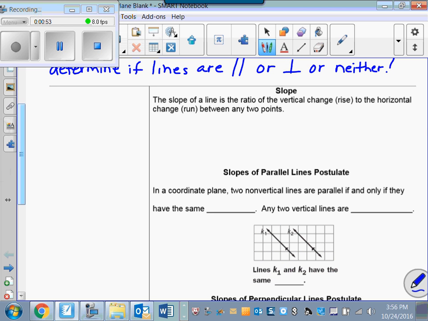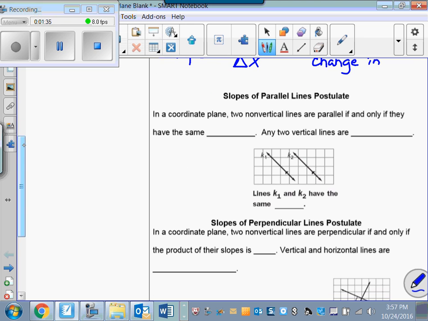All right, so what is slope? The slope of a line is the ratio of the vertical change or the rise to the horizontal change or the run between any 2 points. And sometimes you might see it written like this. When you see something like that, that triangle is used to represent delta, and delta means change in. So the slope is the change in y divided by the change in x, or the change in the rise divided by the change in the run. So there's just some other terminology you might see.